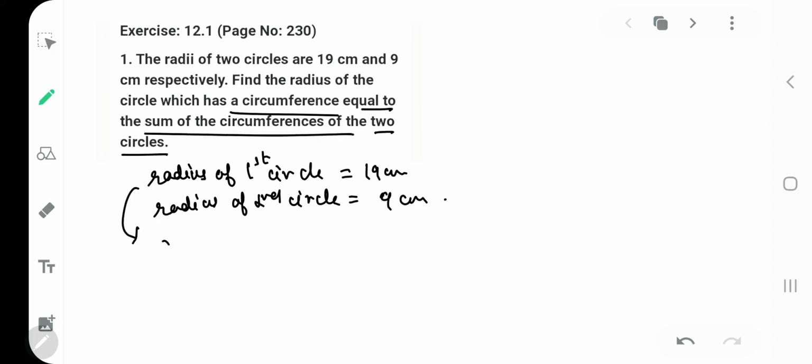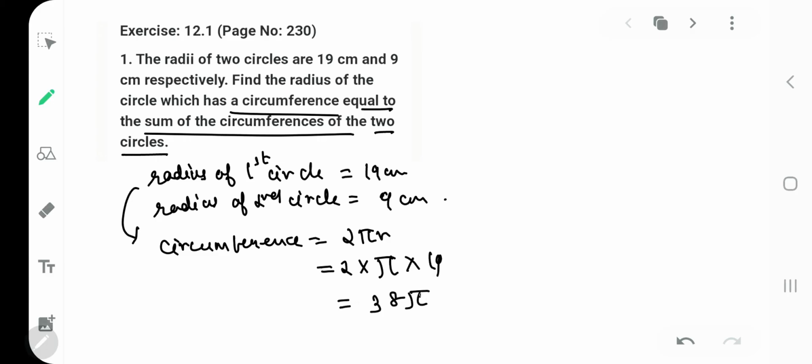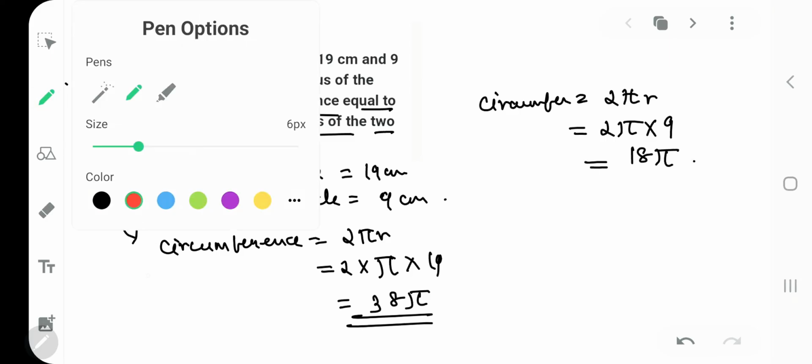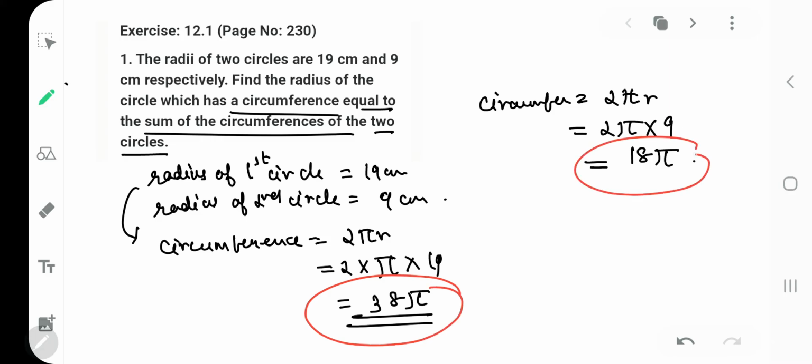So first you have to find the circumference of first circle. Circumference formula is 2 pi r. So I am finding circumference of first circle. I'll keep it in pi form so that my first circle circumference is 38 pi. I'll find circumference of second circle with the formula 2 pi r. I'll prefer to keep pi as pi so that my answer is 18 pi. So I got two circles circumference as 38 pi and 18 pi.